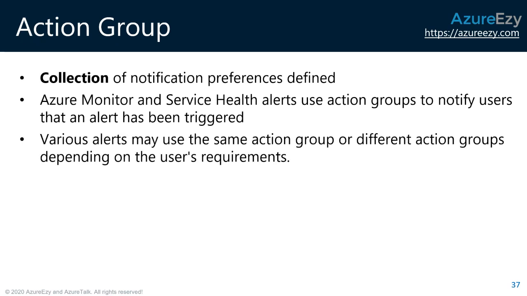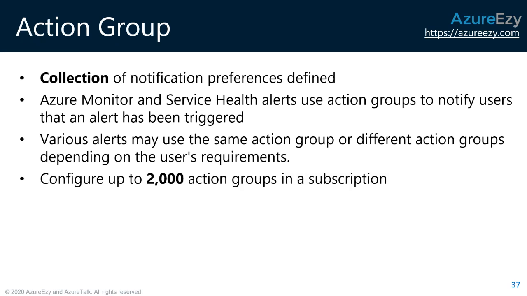Now, when you create an action group, you can use the same action group for multiple requirements as well. In one subscription, let's suppose you have one subscription in your organization, one subscription can support up to 2000 action groups. And 2000 action groups is good enough for any organization. But yes, if you need more, you need to raise this request to Microsoft or buy a different subscription to increase that particular count.